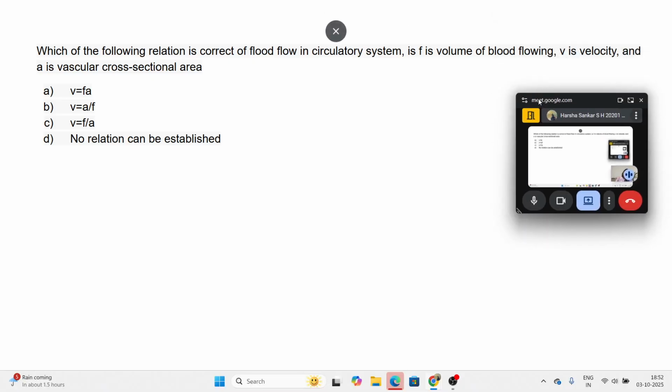Which of the following relations is correct? It's not flood, it is blood, okay? Blood flow in the circulatory system: F is the volume of blood flowing, V is velocity, and A is the vascular cross-sectional area. Option A, V is equal to FA. Option B, V is equal to A by F. Option C, V is equal to F by A. Option D, no relation can be established. What is the correct relation?